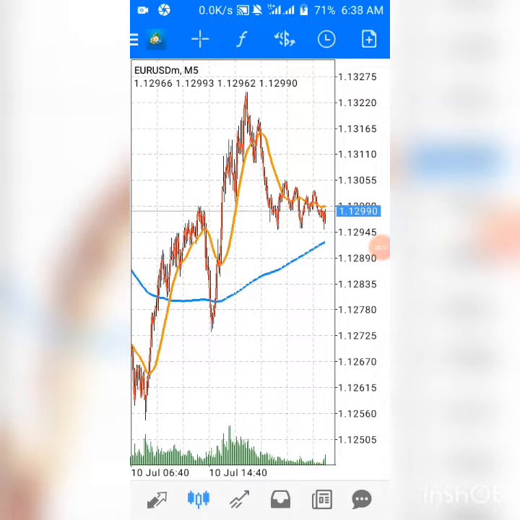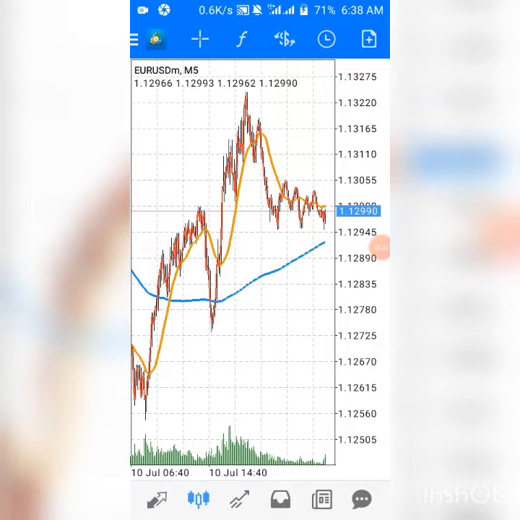Today we will be talking about how a completely new, inexperienced trader can use the MetaTrader 4 to trade Forex and then make profit. How he or she can use the MT4 app on the mobile phone to trade Forex.